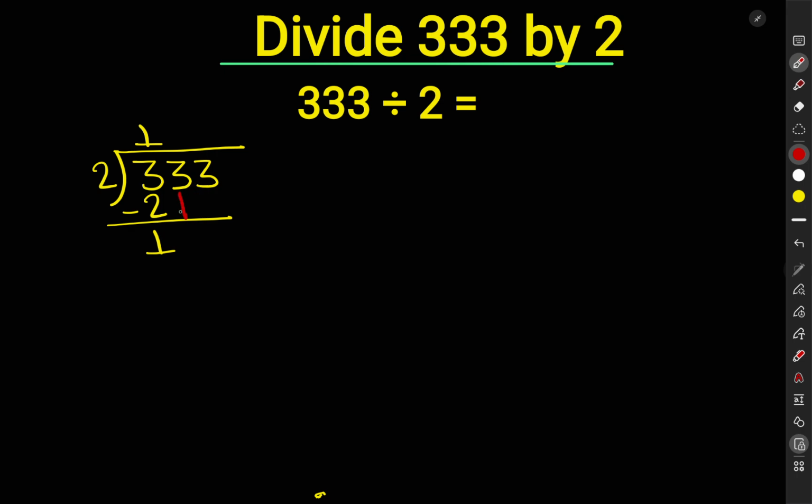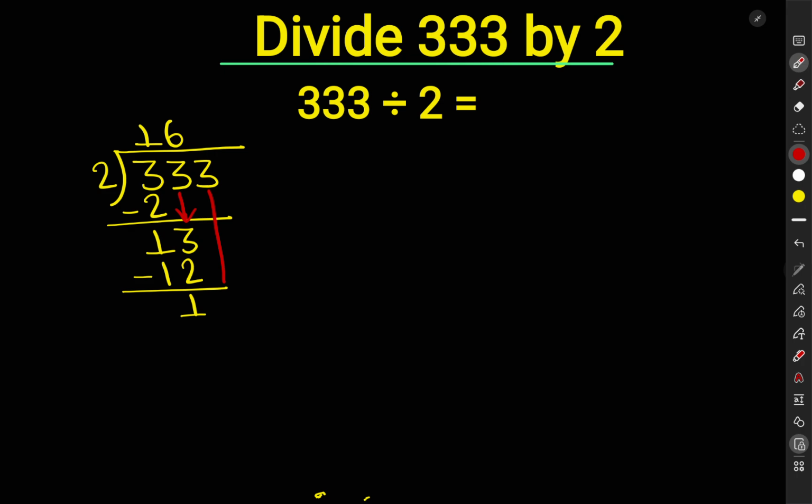So we put down the number beside this 3. So it became 13 and 2 times 6 means 12. On subtracting we get 1. So again this 1 is less than 2.